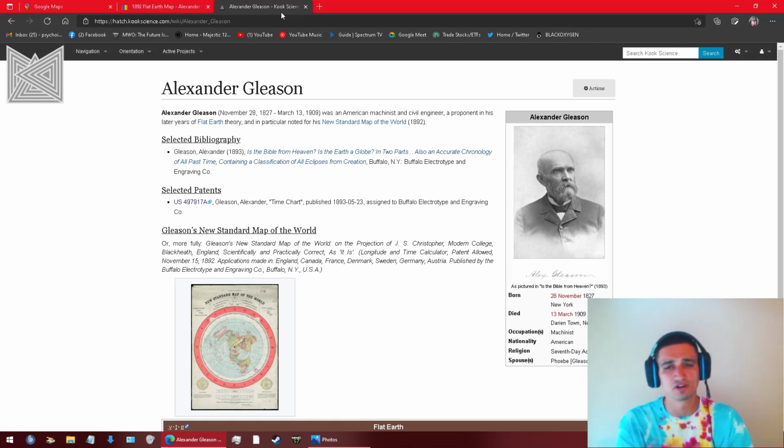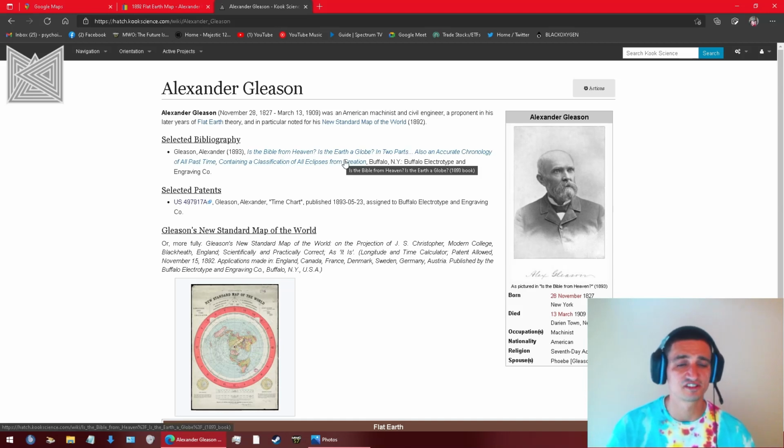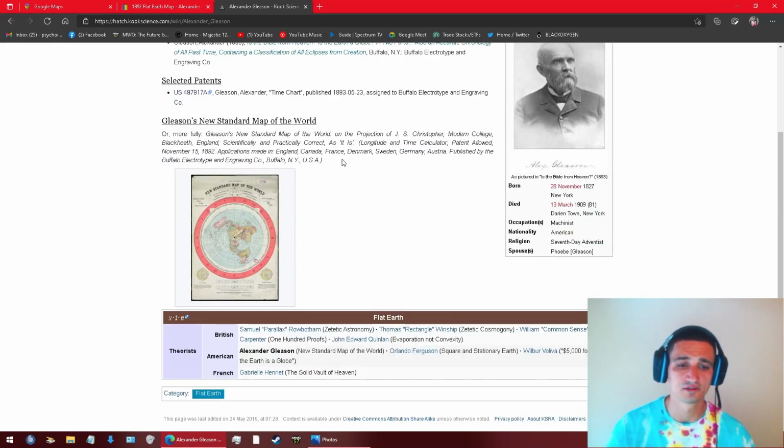So I'm doing a little research on Alexander Gleason. I'm going to do some more research on him today. I'm probably going to read one of his books. Is the Bible from Heaven? Is the Earth a globe? So he was definitely questioning things. He was a smart man, a machinist, a mechanic. But this is a sun chart. Don't get it twisted.